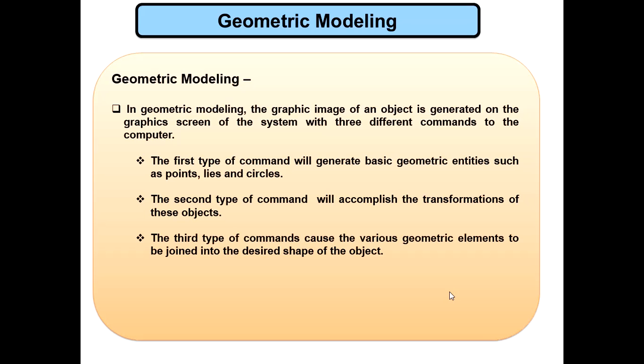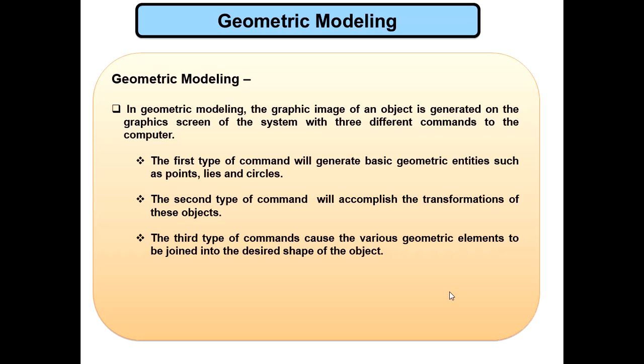Third, the third type of command causes the various geometric elements to be joined into the desired shape of the object. Whatever surface or model we are making, you have to join together to get the different shape of the object, and this is possible with the help of this third type of command. In many software packages we use the extrude command to convert a 2D object into a 3D object.